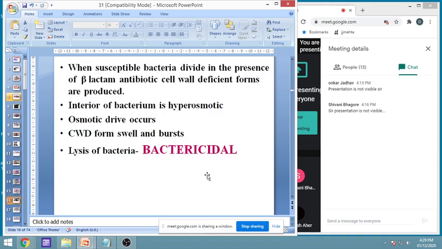When susceptible bacteria divide in the presence of a beta-lactam antibiotic, cell wall deficient forms are produced, and they are easily killed or destroyed. The interior of the bacterium is hyperosmotic, so it will take water in. Because of the osmotic drive, this will cause swelling of the cells and bursting of the cell, and because of the lysis of bacteria, these penicillins are bactericidal in nature. Okay.